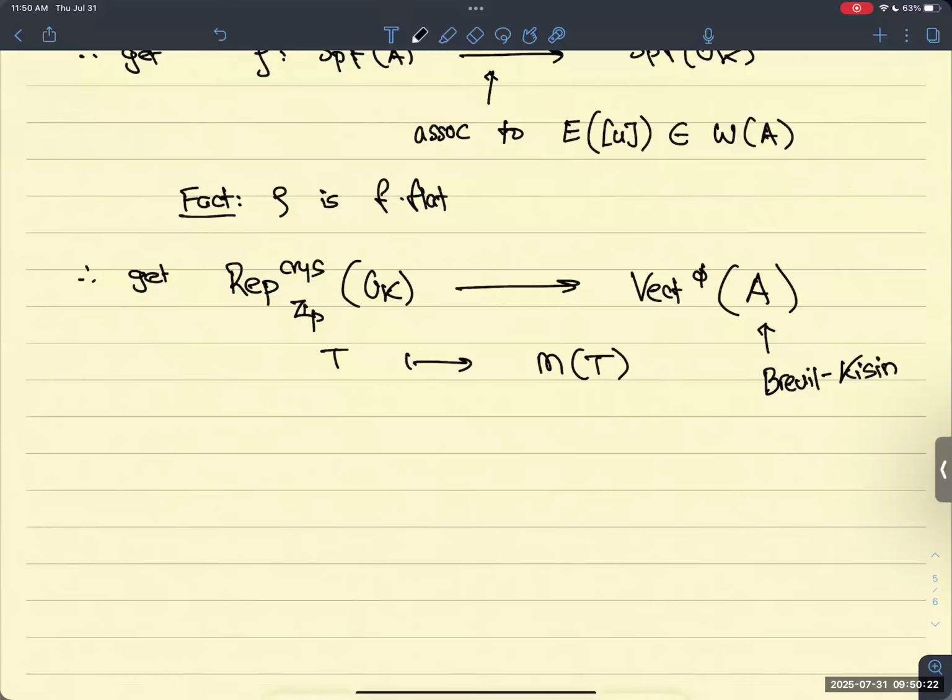So let me first recall a procedure for extracting numerical invariants out of isogenies.